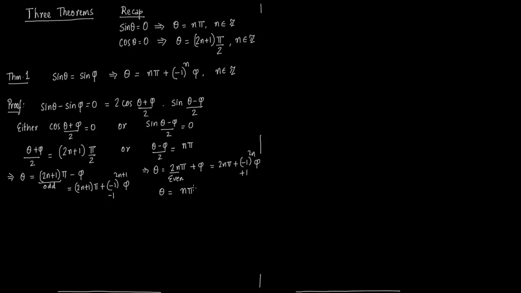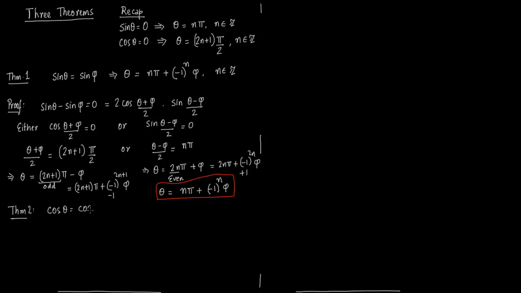So if you have both even and odd, theta could be odd times pi plus minus 1 raised to the power of n times phi. So instead of writing 2n, I have written n. Instead of writing 2n plus 1, we have written n. So you just need to understand that theta could be of the form odd times pi plus minus 1 raised to the power odd times phi, or even times pi plus phi.